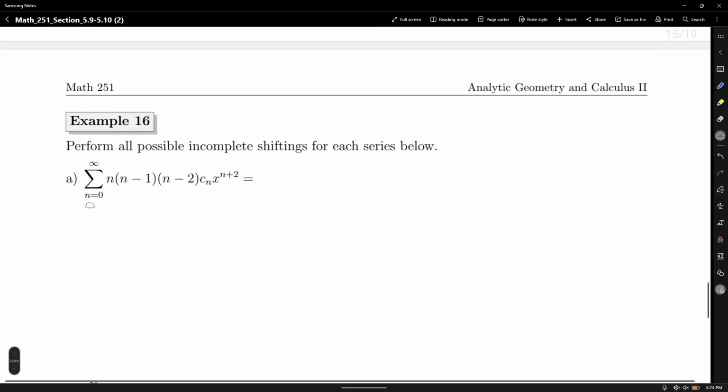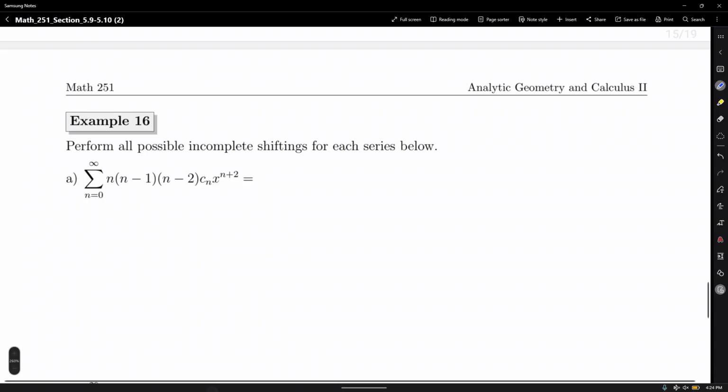Okay. So for the sigma from n equals 0 to infinity of n times (n minus 1)(n minus 2), do you guys agree that the term at n equals 0 is going to go to 0? The term at n equals 1 also going to go to 0? What about the term at n equals 2? It's going to go to 0? What about at n equals 3? Not anymore, right? So this means we can do an incomplete shifting.